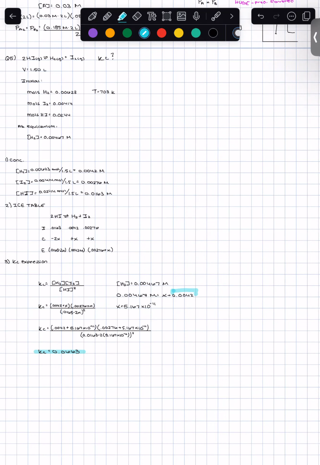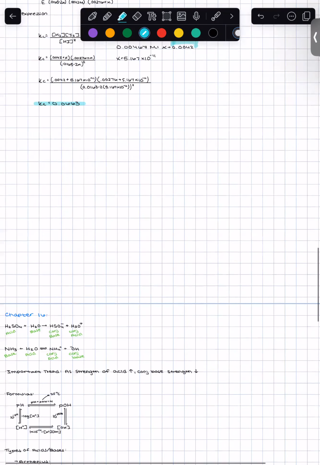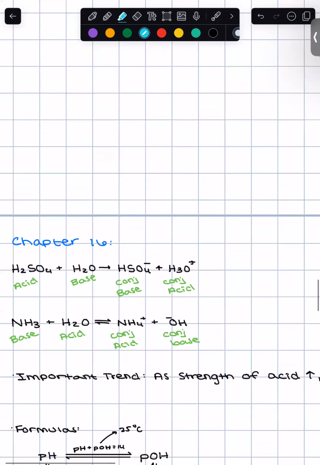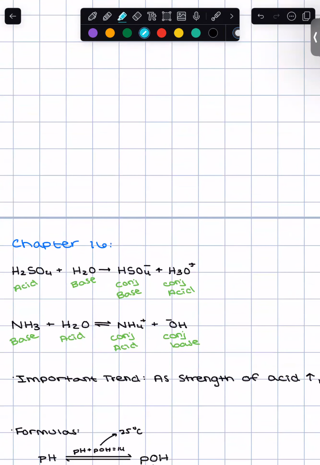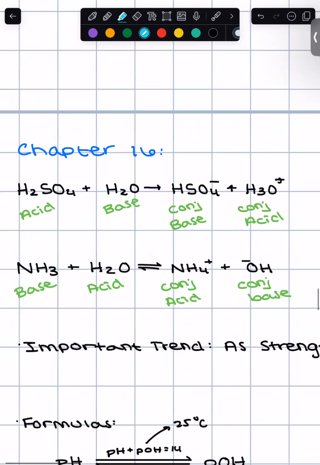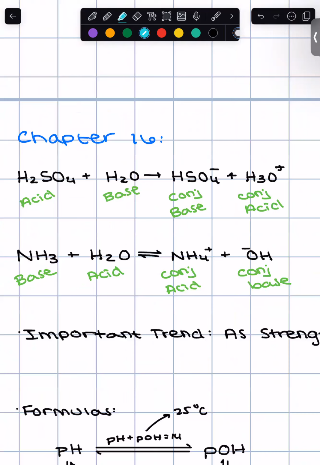Okay. Let's move on to chapter 16, acids and bases. We're in the acids and bases era. Few things to go over here. First of all, this is the general setup that you're going to get when you see acids and bases. They love to ask you to identify acids, bases, conjugate acids, and conjugate bases. So I want to make sure we go over that real quick.